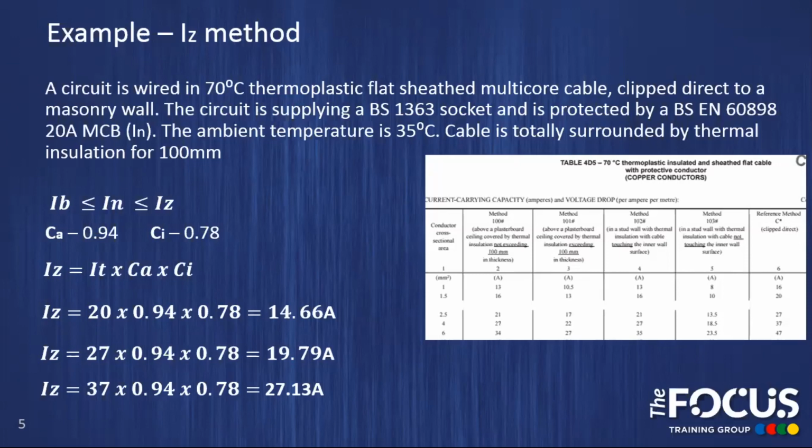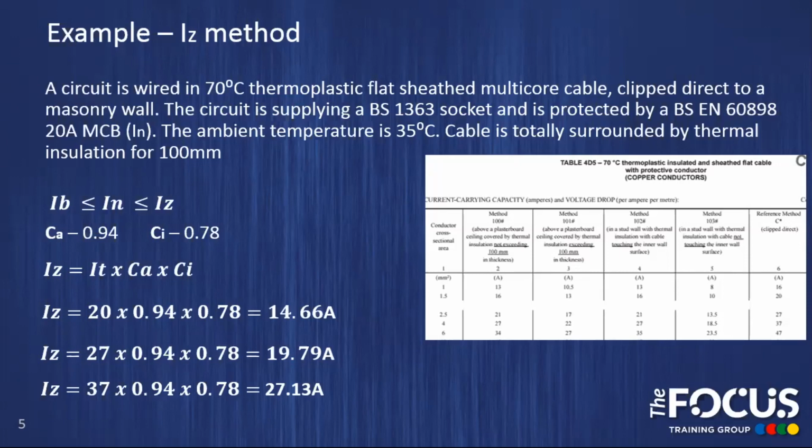to choose the size of our conductor. So our scenario is a circuit wired in 70-degree thermoplastic flat sheath multi-core cable, clipped direct to a masonry wall. The circuit is supplying a BS 1363 socket and is protected by a BS EN 60898 20A MCB. The ambient temperature is 35 degrees Celsius, and our cable is to be totally surrounded by thermal insulation for 100mm.